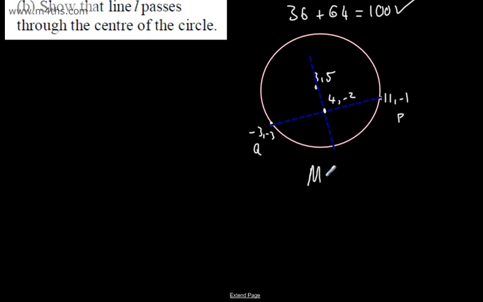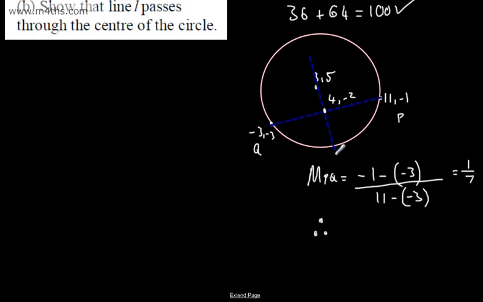So I'm going to say that the gradient of PQ is going to be the change in y, so it's going to be -1 subtract -3, over the change in x, which is going to be 11 subtract the -3. So what we're going to get is 2 over 14, which is going to give us 1 over 7.